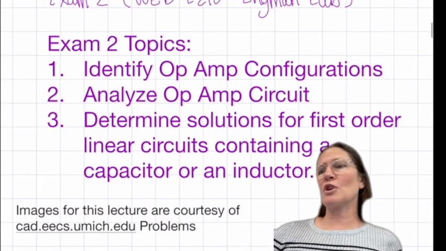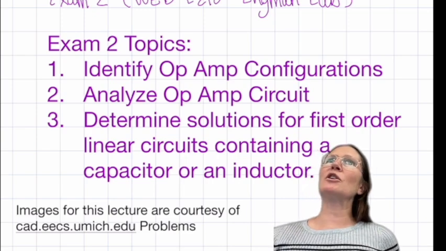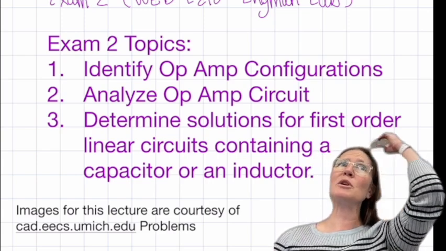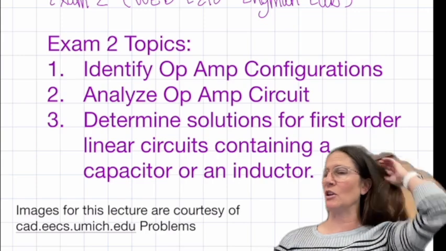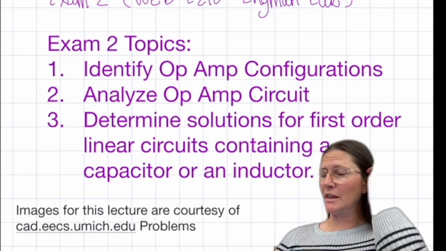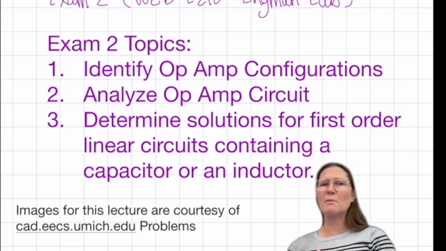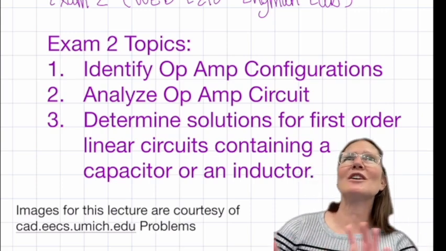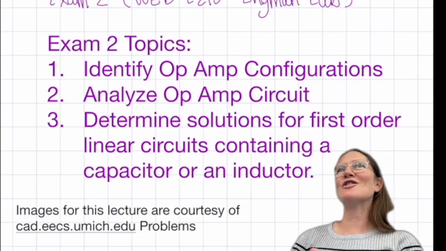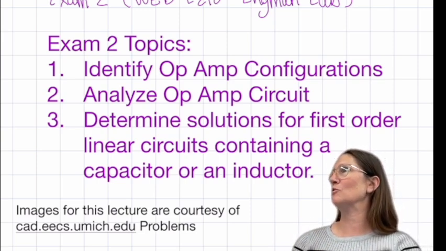So exam 2 topics: identifying the op-amp configurations, being able to either design an op-amp or analyze an op-amp configuration to determine what the output is based on an input, or design it to be able to create that. Determine solutions for a first order linear circuit containing a capacitor and an inductor, so what we went through last time. So that also means that you have to understand the characteristics of a capacitor and an inductor to be able to do that solution.